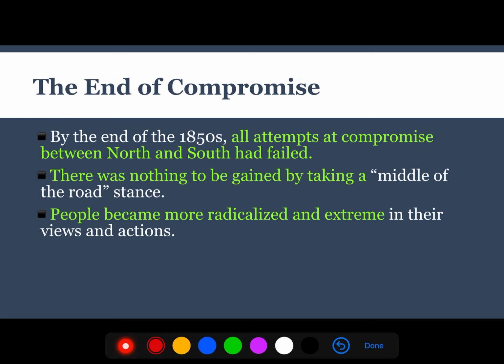By the end of the 1850s, you have a monumental failure of all attempts at compromise. There is nothing to be gained anymore by taking a middle-of-the-road stance. That's kind of over. And the key point here is that people become more radicalized and extreme. There is no middle ground. There is no more compromise. There is no more, let's try to work this out. It is very much, I am on one side, you are on the other, and we need to stick to the most extreme elements of our views.